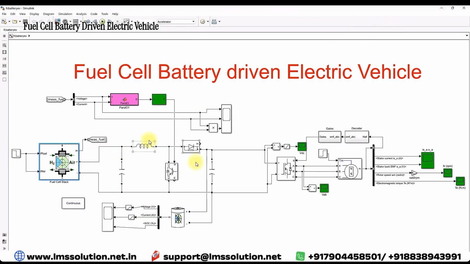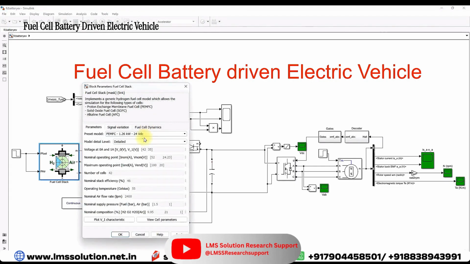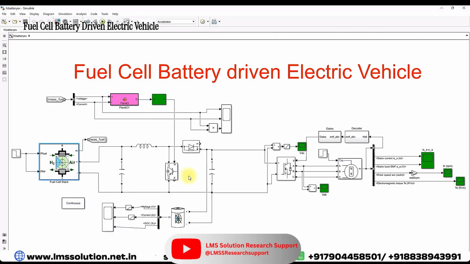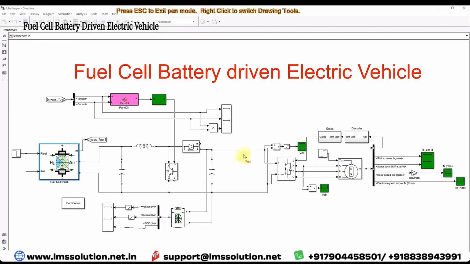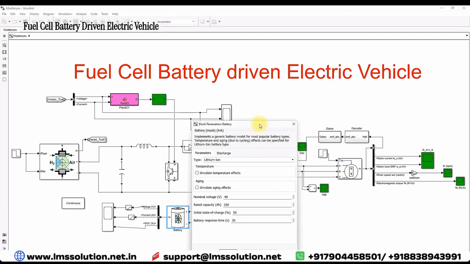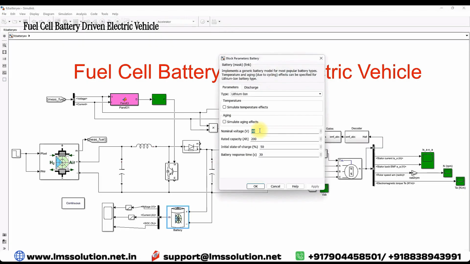And then here we are using a boost converter. The voltage here is 24 volt, and the output of the boost converter is maintained at the battery voltage level. Here you can see the battery voltage is 48 volt. We are connecting the battery at the output of this boost converter, so the voltage will be maintained at 48 volt. The rated capacity is 200 Ah.